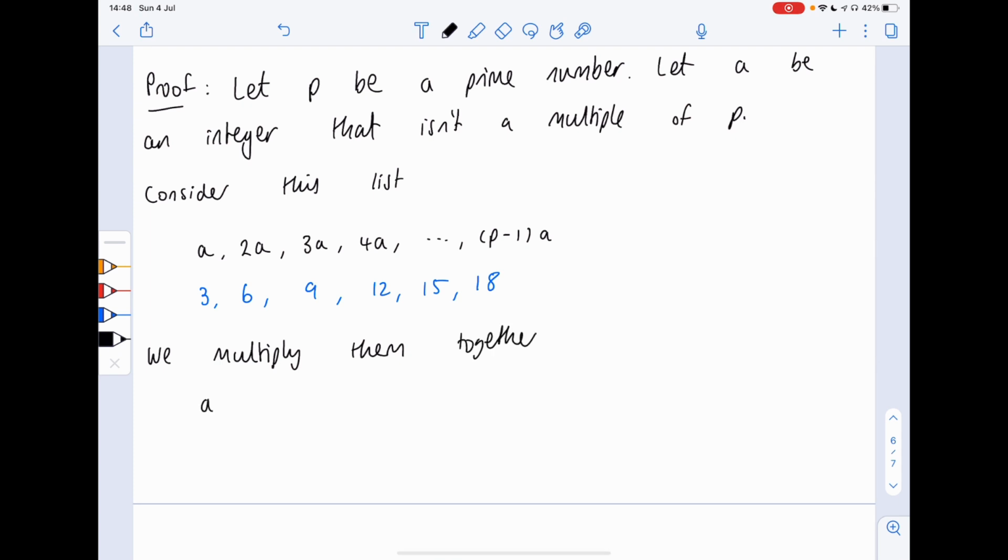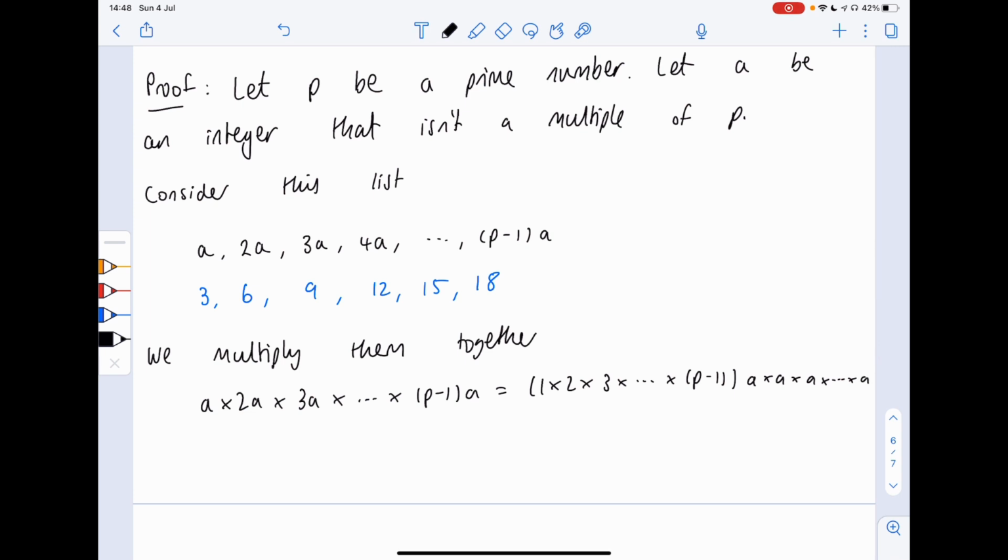So a times 2a times 3a times dot dot dot times (p minus 1)a. We can rearrange this a bit. So maybe we'll have 1 times 2 times 3 times dot dot dot, so take all the numbers at the front first, and then we're going to have lots of a times a times dot dot dot times a. Right, so I've taken all the a's to the end, all the numbers in front of the a's to the front.